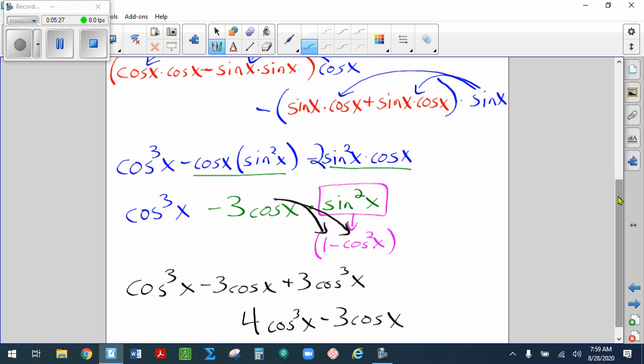Some books will use like cosine 3x, sine 3x. They call it a multiple angle identity, but there's no point in memorizing it. It is a good practice just kind of going through and working out the identity though.